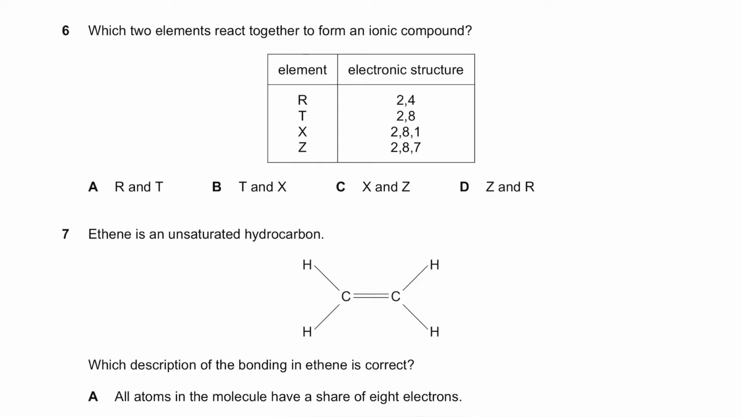Question 6. Which 2 elements react together to form an ionic compound? An ionic compound is formed when 1 or more electrons are transferred to another atom to make a complete shell. So it will be X and Z, where an electron from X can move to Z, and both form stable atoms with a full electron shell.